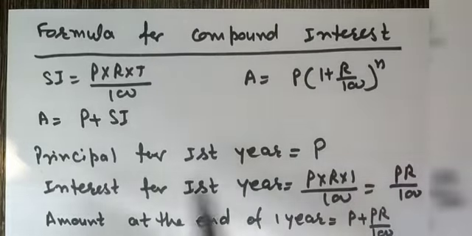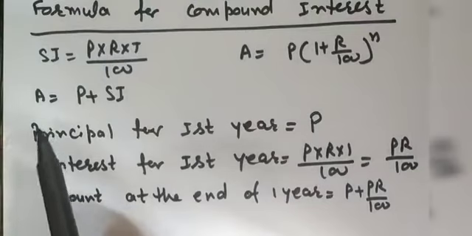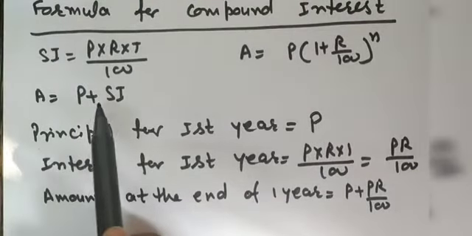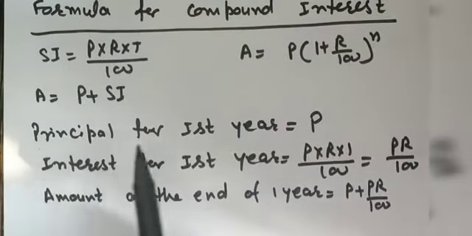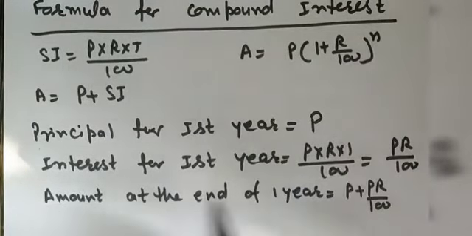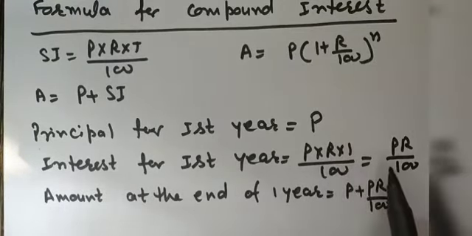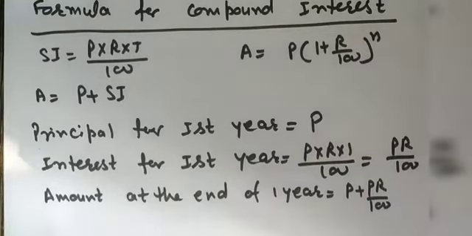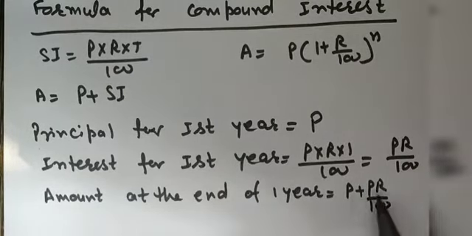Now how will this formula come? Let us see that. Now what is amount when we are using simple interest? It is principal plus interest added to the principal. Now principal for the first year is P. Now what will be the interest of the first year? It will be P into R into 1 upon 100, that is PR upon 100. Now amount at the end of 1 year, I will add this principal to this interest. It will be P plus PR upon 100.